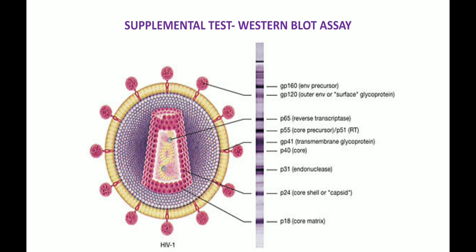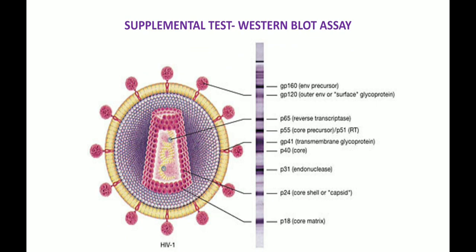So then we have the supplemental test. Now what do we mean by supplemental test? It just supplements the screening test. So once the person is detected to be positive in any of these screening tests, we go for the supplementary test. Now in supplementary test, we perform what is called the Western blot test.